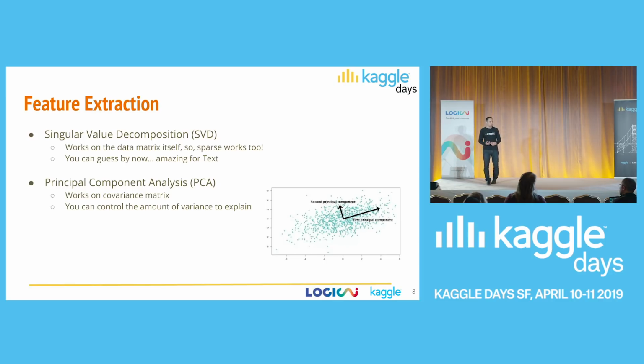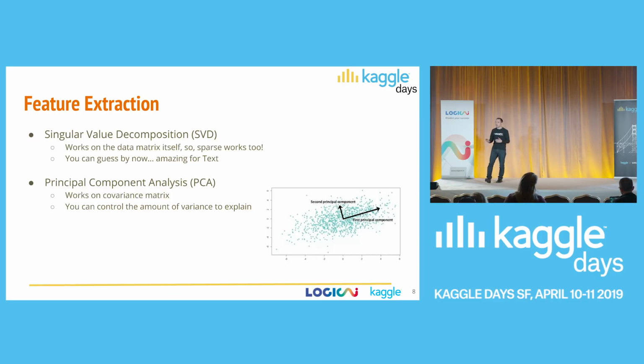SVD, you will see, I would say, mainly in text competitions, where people start to create features such as a bag of words, and you end up with a massive amount of binary features that you probably want to condense in a couple of vectors. Then you train your models on those vectors instead of the huge matrix that you had before. Then there's the super famous PCA.